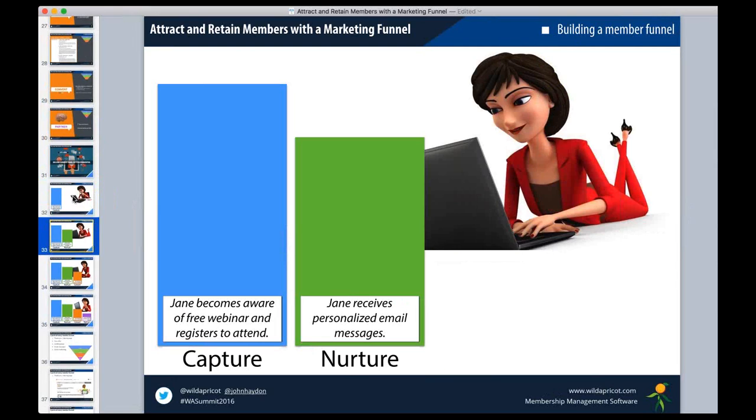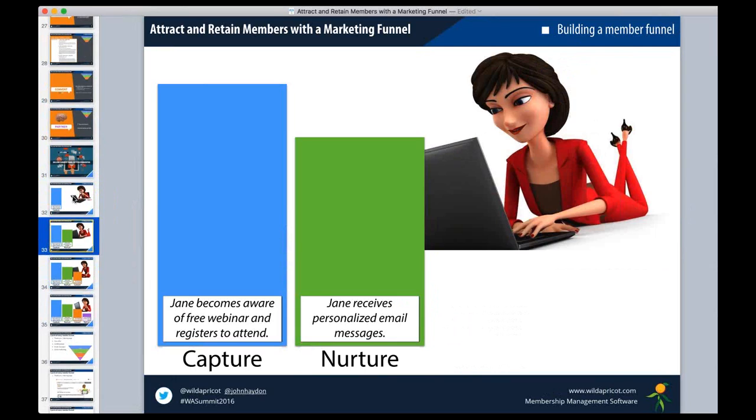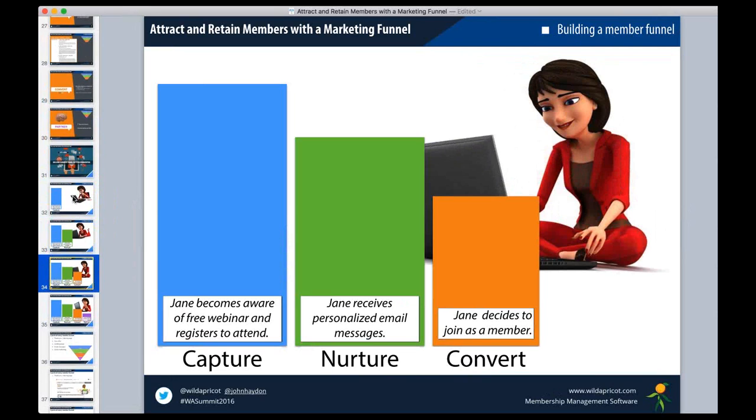They get that email, and Jane, so during the nurture phase, she's receiving maybe a couple emails saying thank you. Maybe there's an offer to join as a member, some value, maybe a member story. It's not one email, maybe not two emails, it might be 3 emails over the course of, say, 5 days. And I'll show you one quick example. And then eventually, Jane decides to become a member.